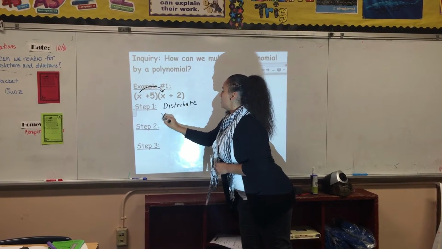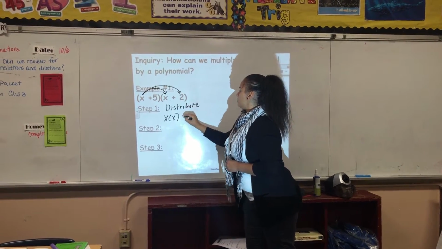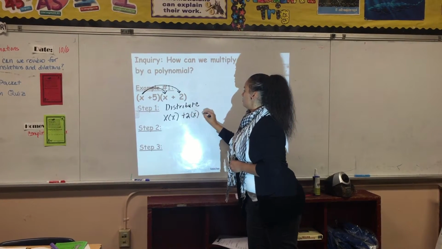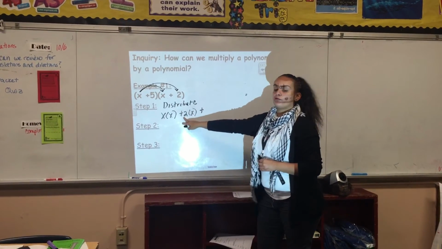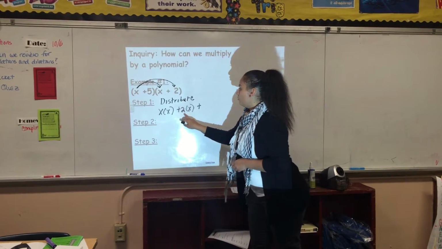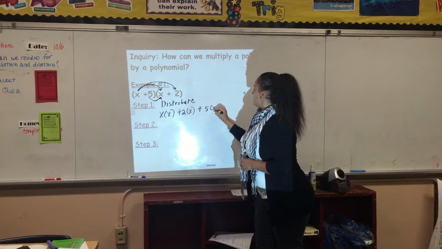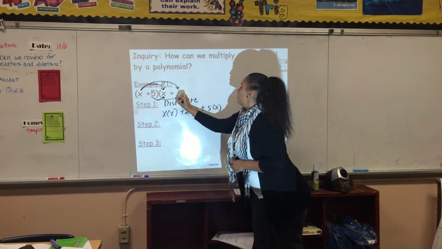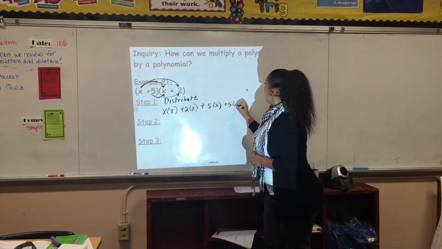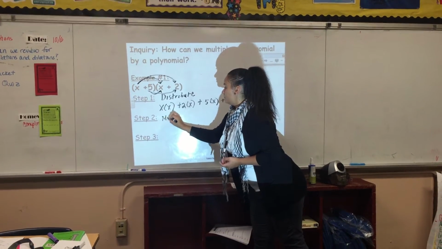So x times x, x times 2. Notice I'm putting the number in front of the x, just keeping it consistent throughout. Coefficients always go in the front. 5 times x, 5 times 2. Next step, multiply the monomials.